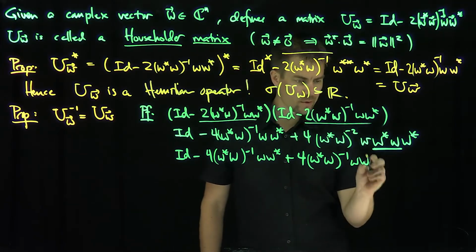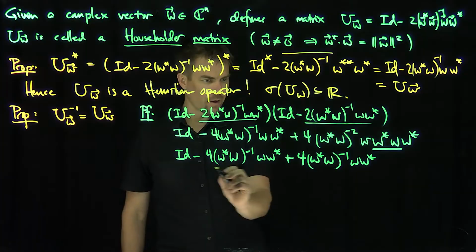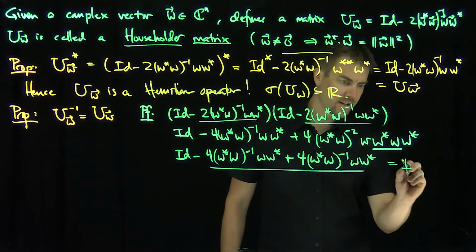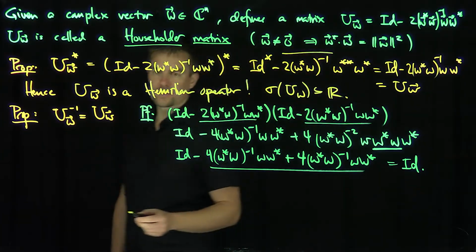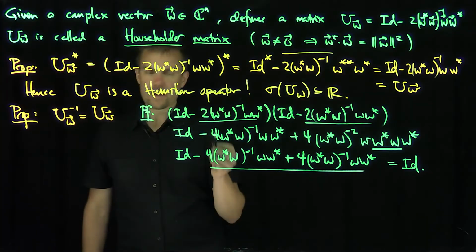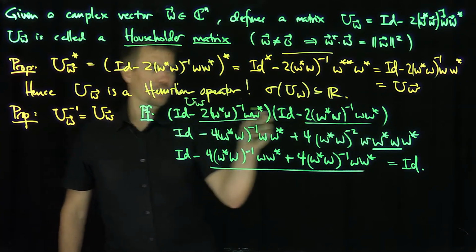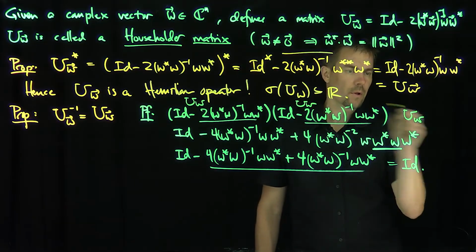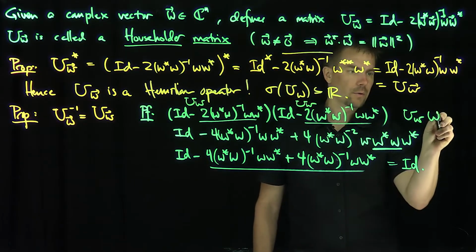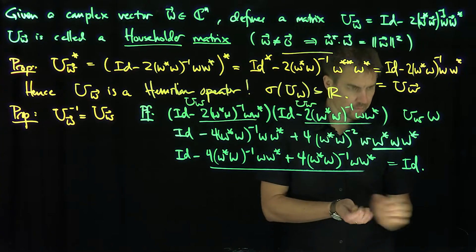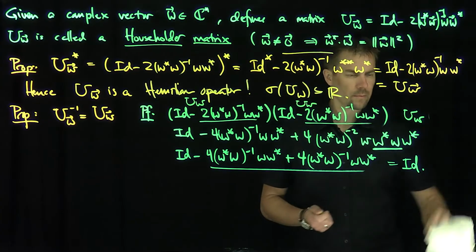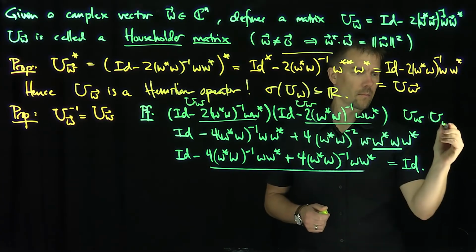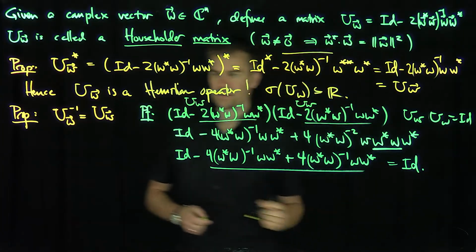And then W W star. We see these 4s with these are exactly the same term over here. So this is just the identity operator, right? And of course, what I've just shown over here is this is just UW over here, and this is just UW over here. So in other words, UW, UW, UW, and then UW, the UW over here, UW is the identity, so it's self-inverse.